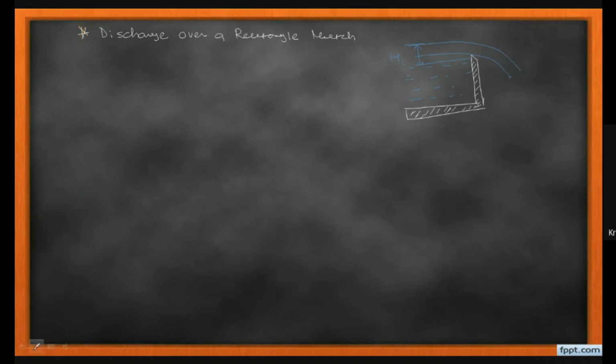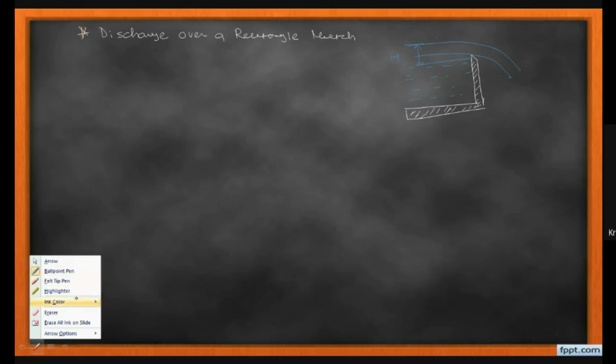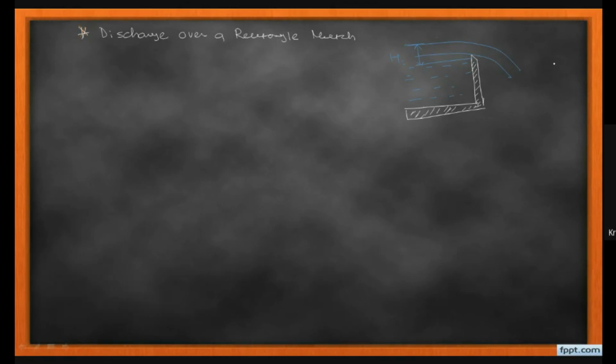Now for the derivation of discharge through the rectangular notch, students, the situation is similar to what we discussed in yesterday's lecture for the orifice. It is similar to the case of a large orifice: the velocity cannot be treated as constant, so we cannot derive the rate of discharge directly from the formula. So for that, let us consider this cross-sectional area.